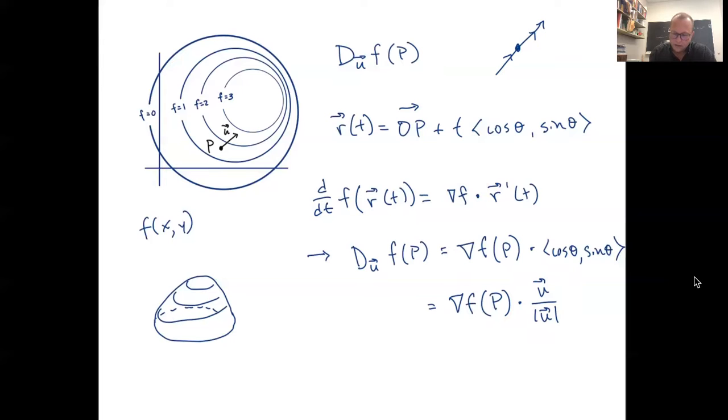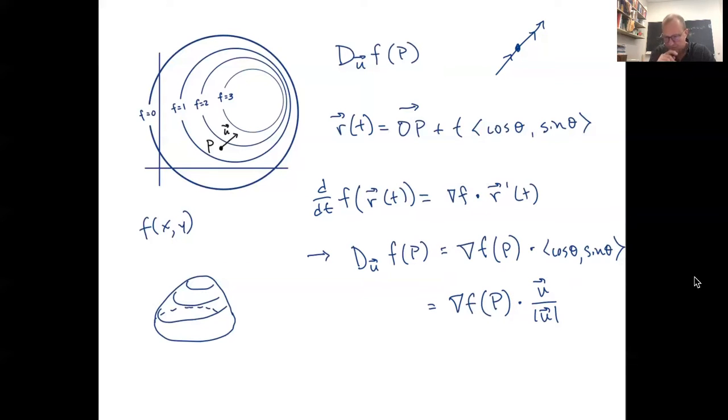But if these two things happen to be pointing the same direction, the angle between them is 0, and you get just the magnitude of this gradient times the magnitude of this unit vector, which is 1, times the cosine theta. I'm sorry, the cosine of theta is just 1 since theta is really 0.